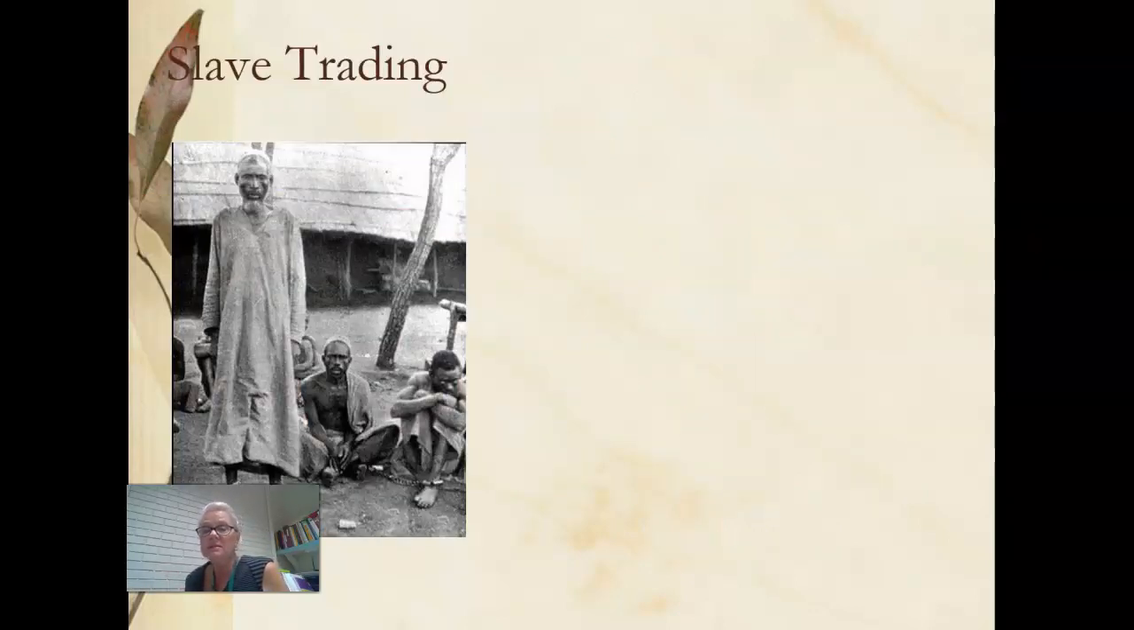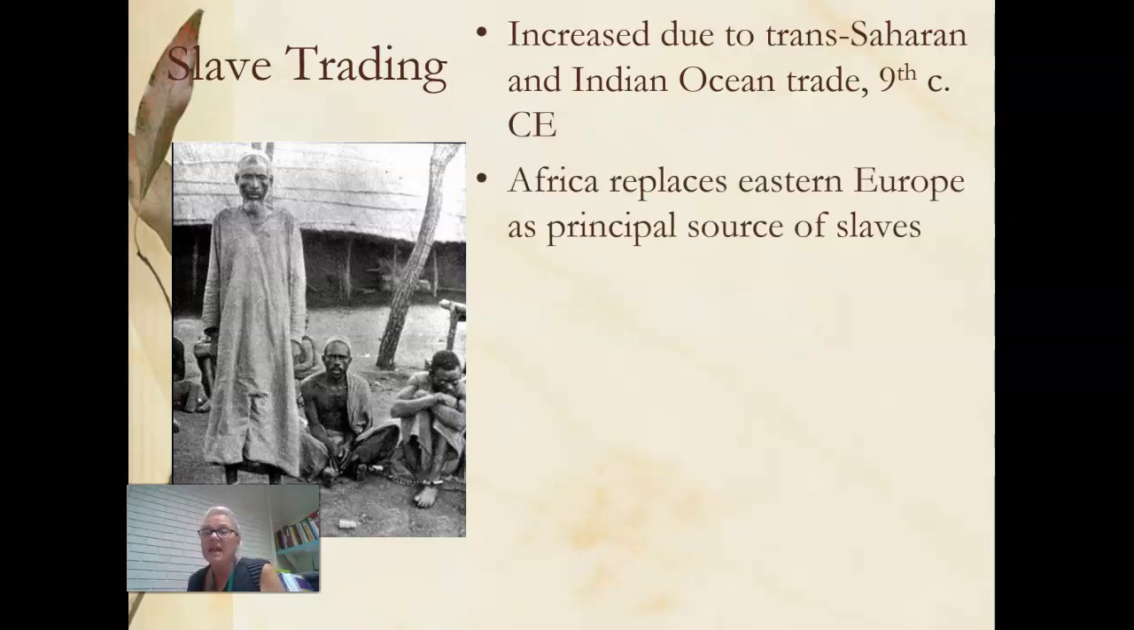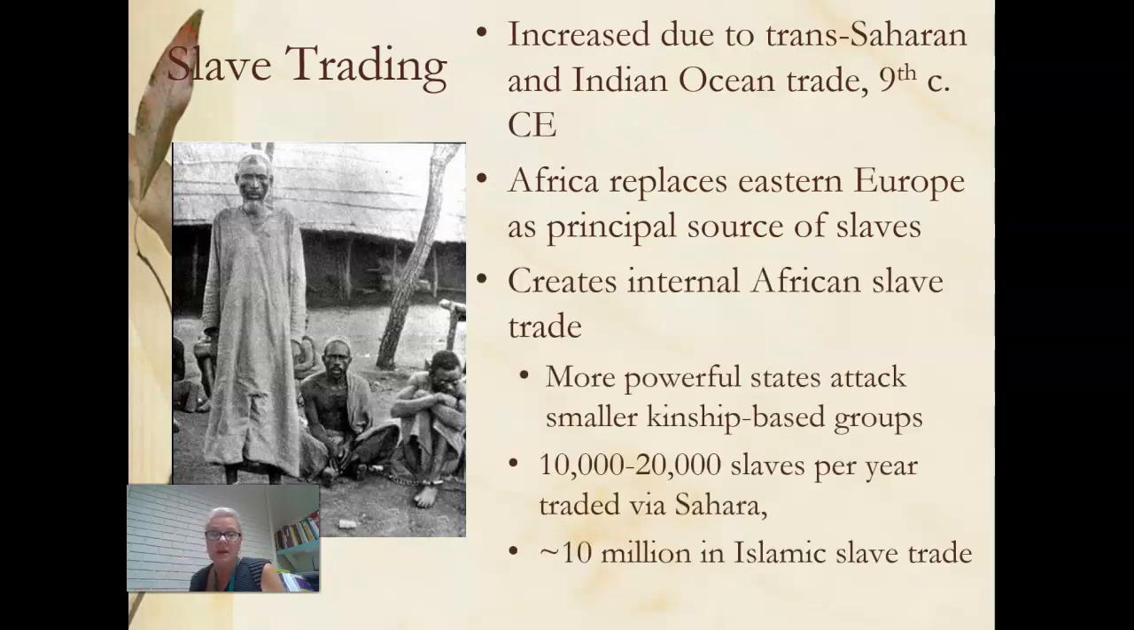Slave trading. This is actually a photo of some slaves that were traded in the trans-Saharan and Indian Ocean trade. This increased in Africa quite a bit in the 9th century. Okay, that's the 800s. Africa replaces Eastern Europe as a principal source of slaves. Initially, slaves were brought across the Mediterranean from the Slavic people. That's where the term slave comes from. But Africa now begins to be the principal source of slavery.